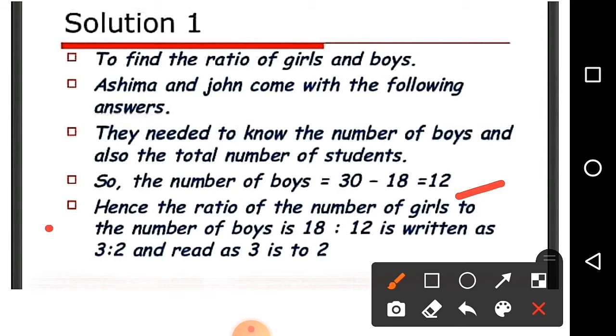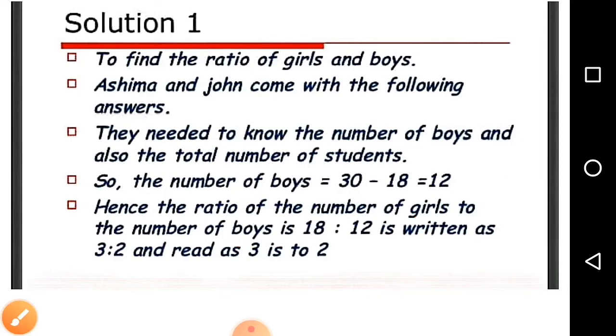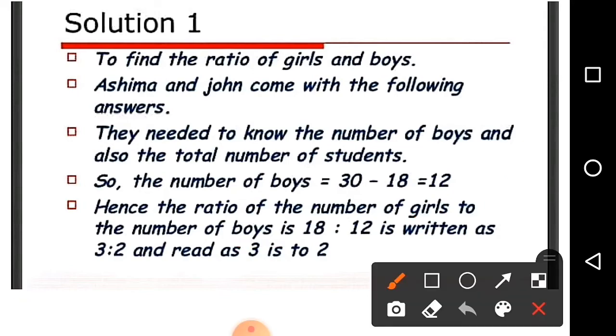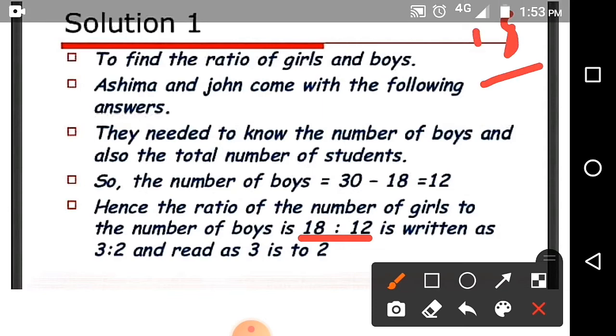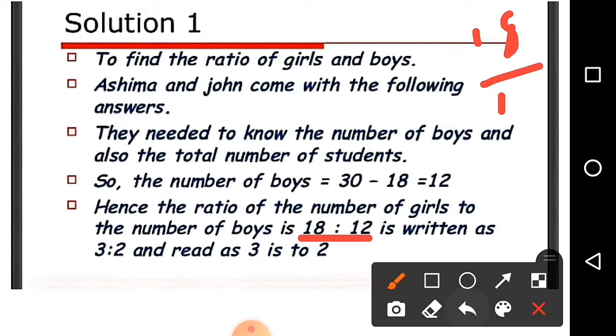Hence the ratio of the number of girls to the number of boys means पहले girls लेना है and then we have to take up boys. So that will be 18 ratio 12. Now 18 and 12 both can be cancelled out. So you will write it in fraction. 18 upon 12 उसको fraction में लिखेंगे ऐसे 18 upon 12. And then we will do the cancellation part. We will reduce it. So after reduction, your answer will be 3 ratio 2. You can read it as 3:2. So this is your first solution.